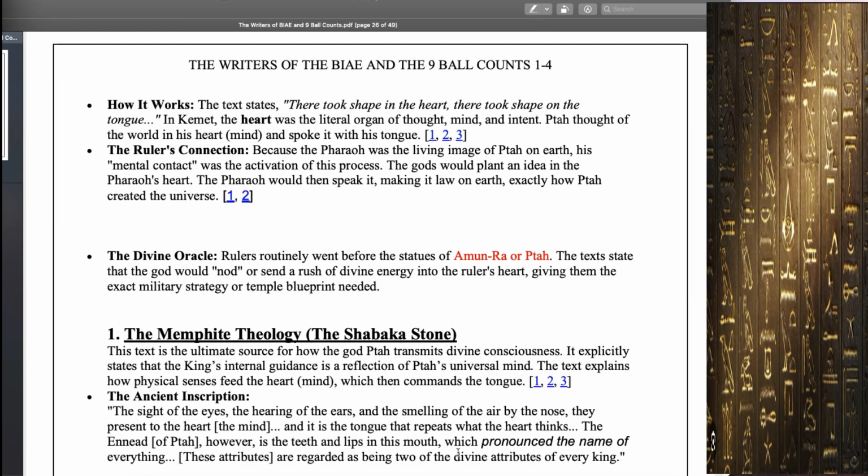The Memphite theology, the Shabaka Stone. This text is the ultimate source of how the god Ptah transmits divine consciousness. It explicitly states that the king's internal guidance is a reflection of Ptah's universal mind. The text explains how physical senses feed the heart and mind, which then commands the tongue.